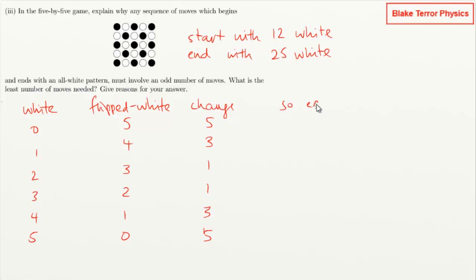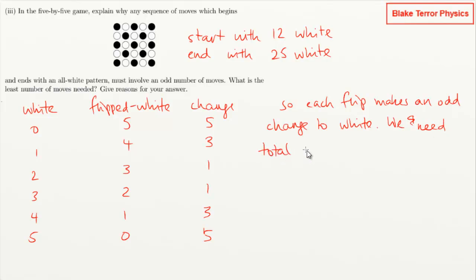So each flip makes an odd change to white, and we need a total change of 13. Change of 13, which has got an equal number of flips times odd. Therefore, number of flips must be odd.